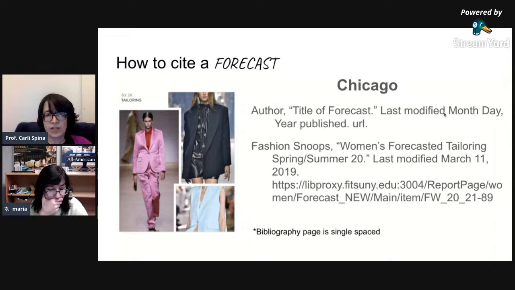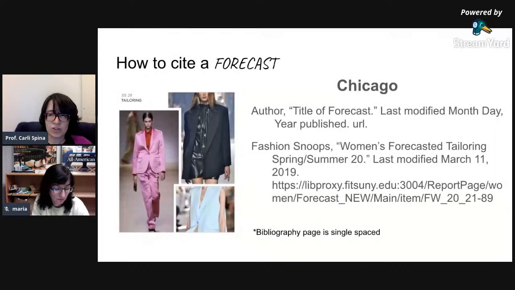That's an interesting difference that they have: they focus not necessarily on the date that it was published, but particularly for things that can change, like online material, on the most recent day that any changes to it were made. So that would be the date that goes next. And then they also have the URL requested. So that's how you would cite any forecasts.